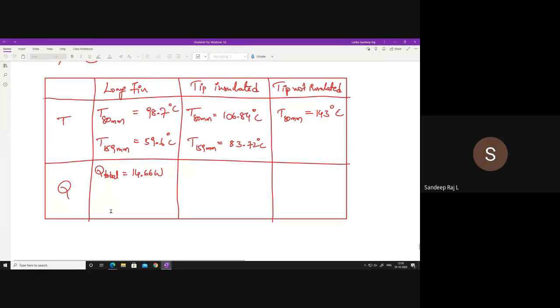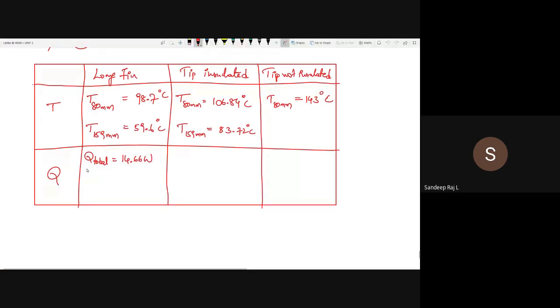So good afternoon, students. We were solving this particular problem in our last lecture. Now let's write this here. Q total, we have Q for 159 mm, you have it as 12.44 watts, and Q for 80 mm, it is 9 watts.